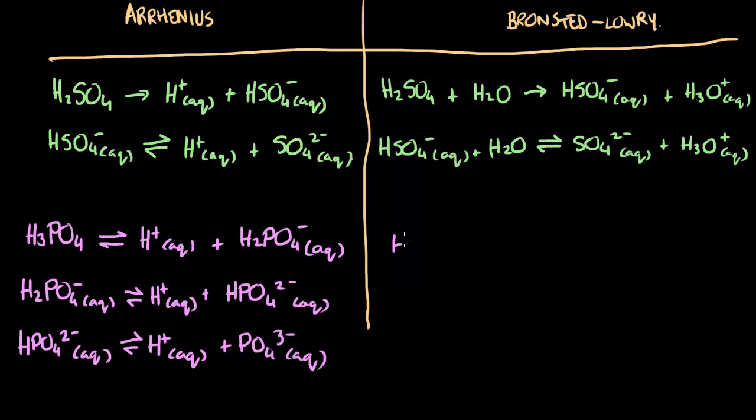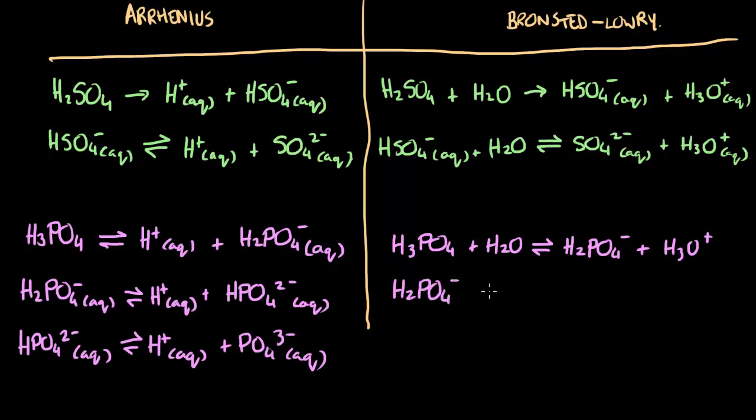With the Bronsted-Lowry theory, the equation is going to be very similar, but in each of the steps it is going to be reacting with water molecules rather than just spontaneously ionizing. So it forms dihydrogen phosphate, hydrogen phosphate, and the last step forms the phosphate ion.